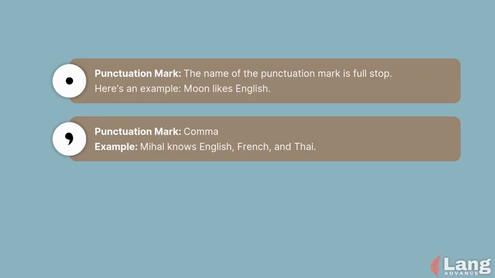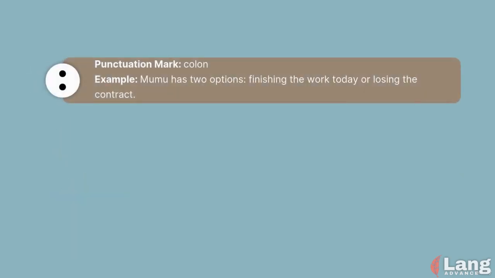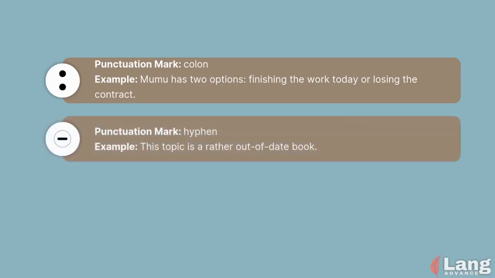Punctuation mark, comma. Example. Mihal knows English, French, and Thai. Punctuation mark, semicolon. Mukta doesn't often go shopping; she prefers to play badminton. Punctuation mark, colon. Example. Mumu has 2 options: finishing the work today or losing the contract. Punctuation mark, hyphen. Example. This topic is a rather out-of-date book.